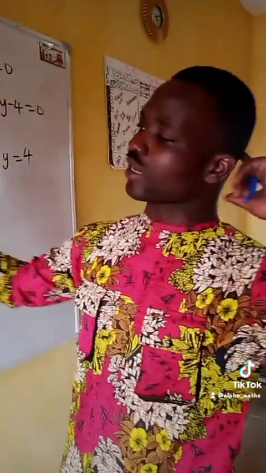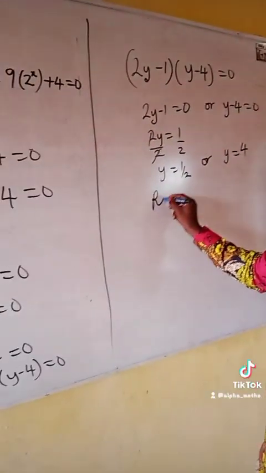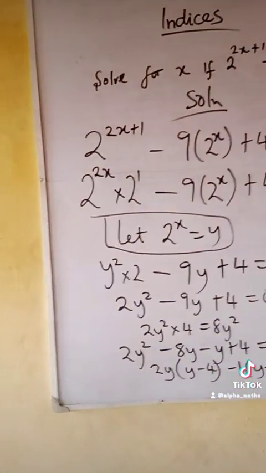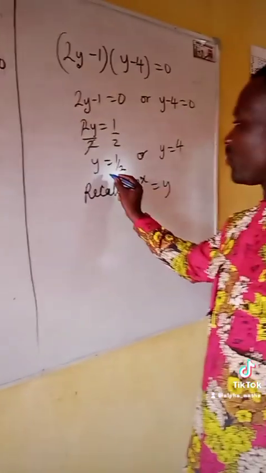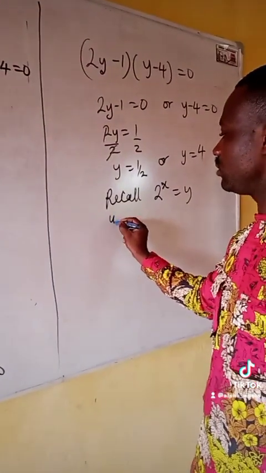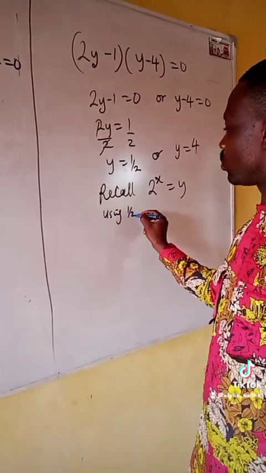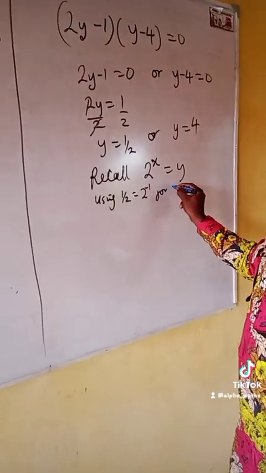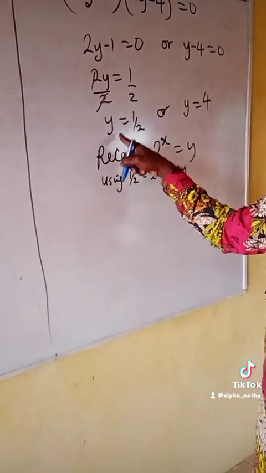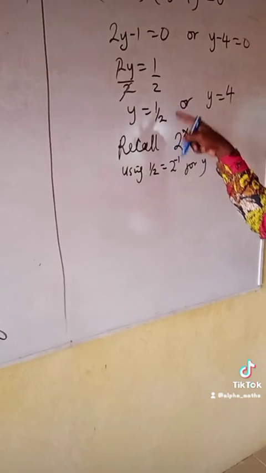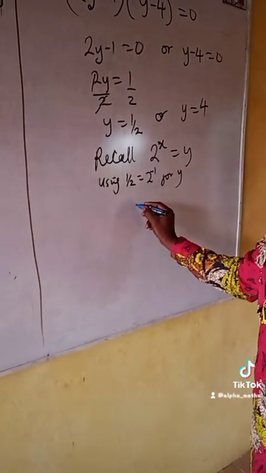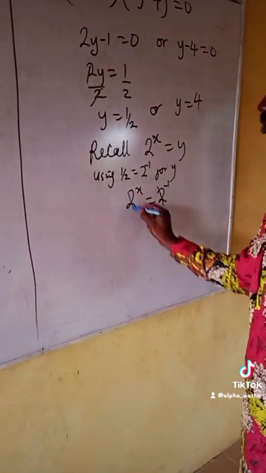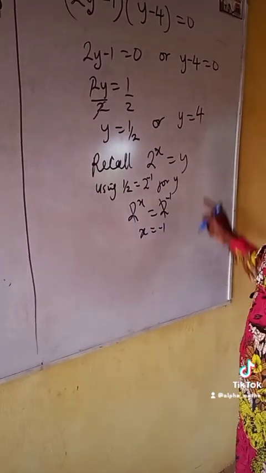Now you take it back to the main equation. Recall from what we did that 2 raised to x equals y. So if we are putting the first value of y, which is 1 over 2, which is the same thing as 2 raised to minus 1, for y, you bring it here, you have 2 raised to x equals 2 raised to minus 1. 2 will cancel 2 and x is minus 1. Then we do the same here.